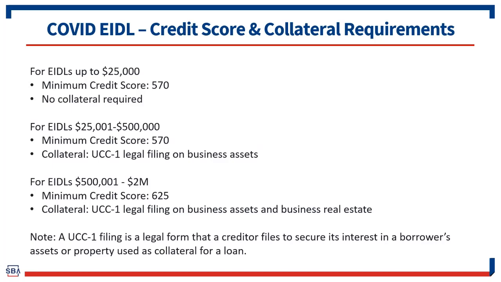If you are borrowing over $500,000 all the way up to $2 million, the minimum credit score does raise a little bit. It is 625. In these loans, we do the filing on business assets, and you'll be using your business real estate as collateral. So no personal real estate is ever used for collateral on these programs. It's always your business real estate on loans over $500,000. And again, I included that brief definition of UCC1 filings so everybody knows what that is.